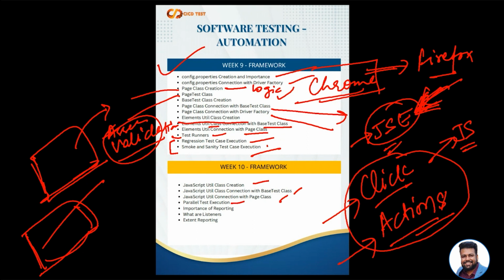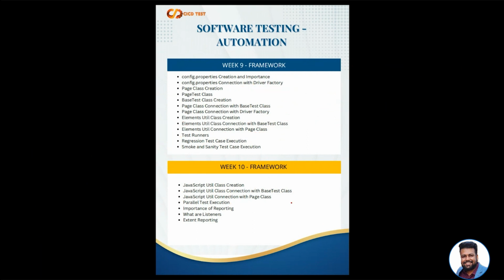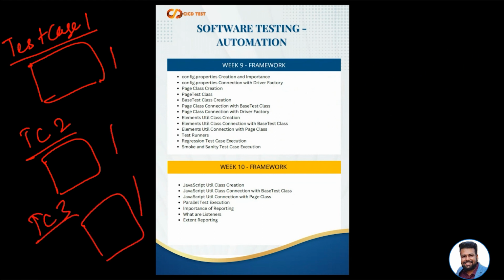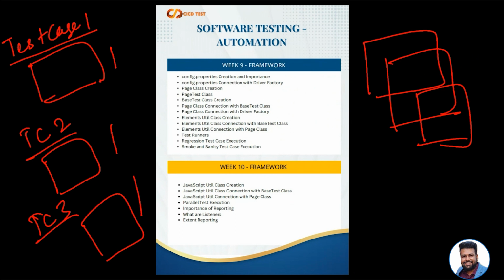Then how to execute parallel test execution. What is parallel test execution? Guys, test case 1, for this one window has opened. Test case 2, another window has opened. Test case 3, another window has opened. These all windows are opened like this. This is one window, this is another window, and this is another window. This is not one after the other; this is parallel execution. Parallel execution is when multiple test cases are running simultaneously in different windows.